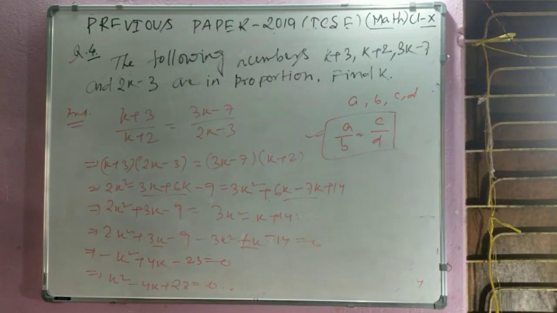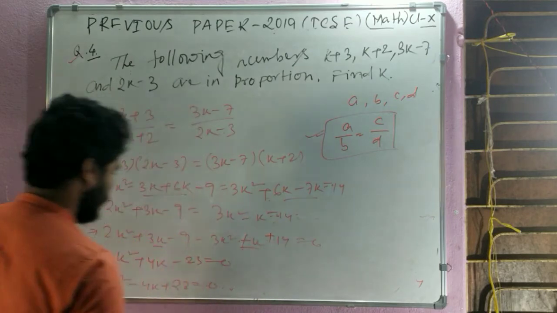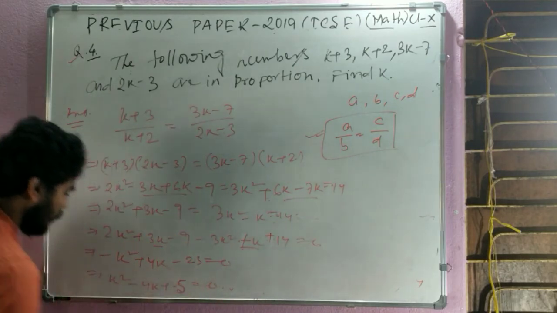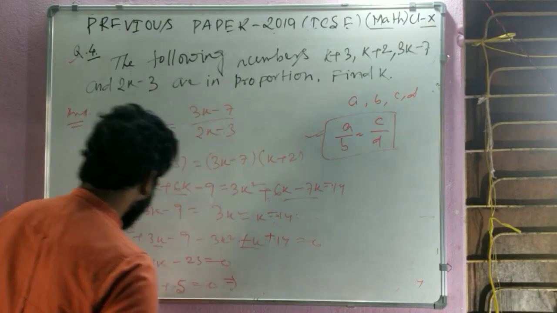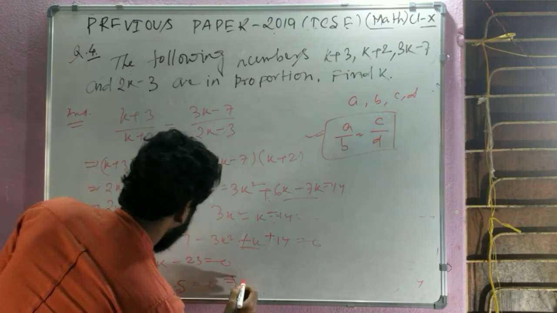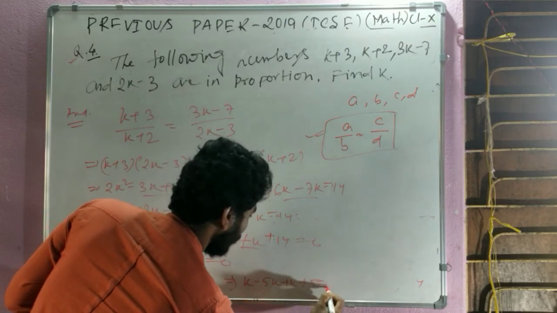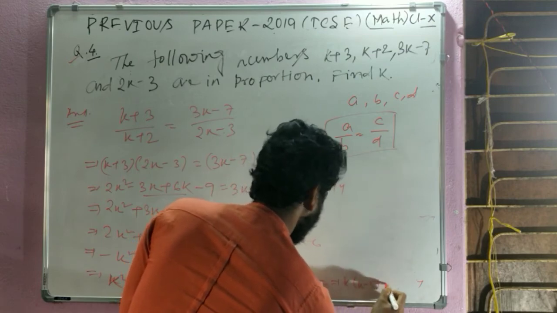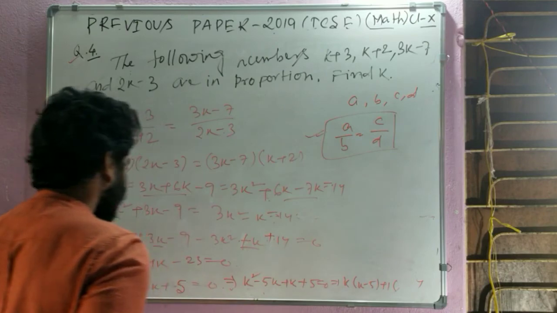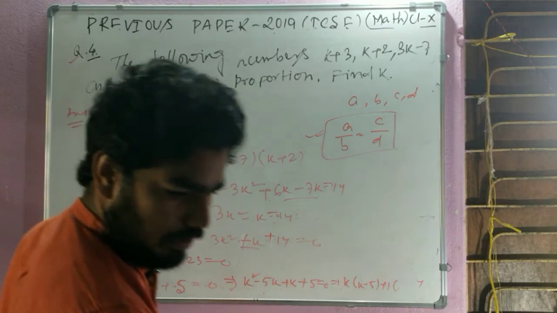Minus 5. Oh sorry, this is the minus. This is minus, that means plus 5. This is the quadratic equation. So for the quadratic equation, factor by the middle term: K square minus 5K plus K minus 5 equal to 0. Common factor K: K into K minus 5 plus 1 into K minus 5.